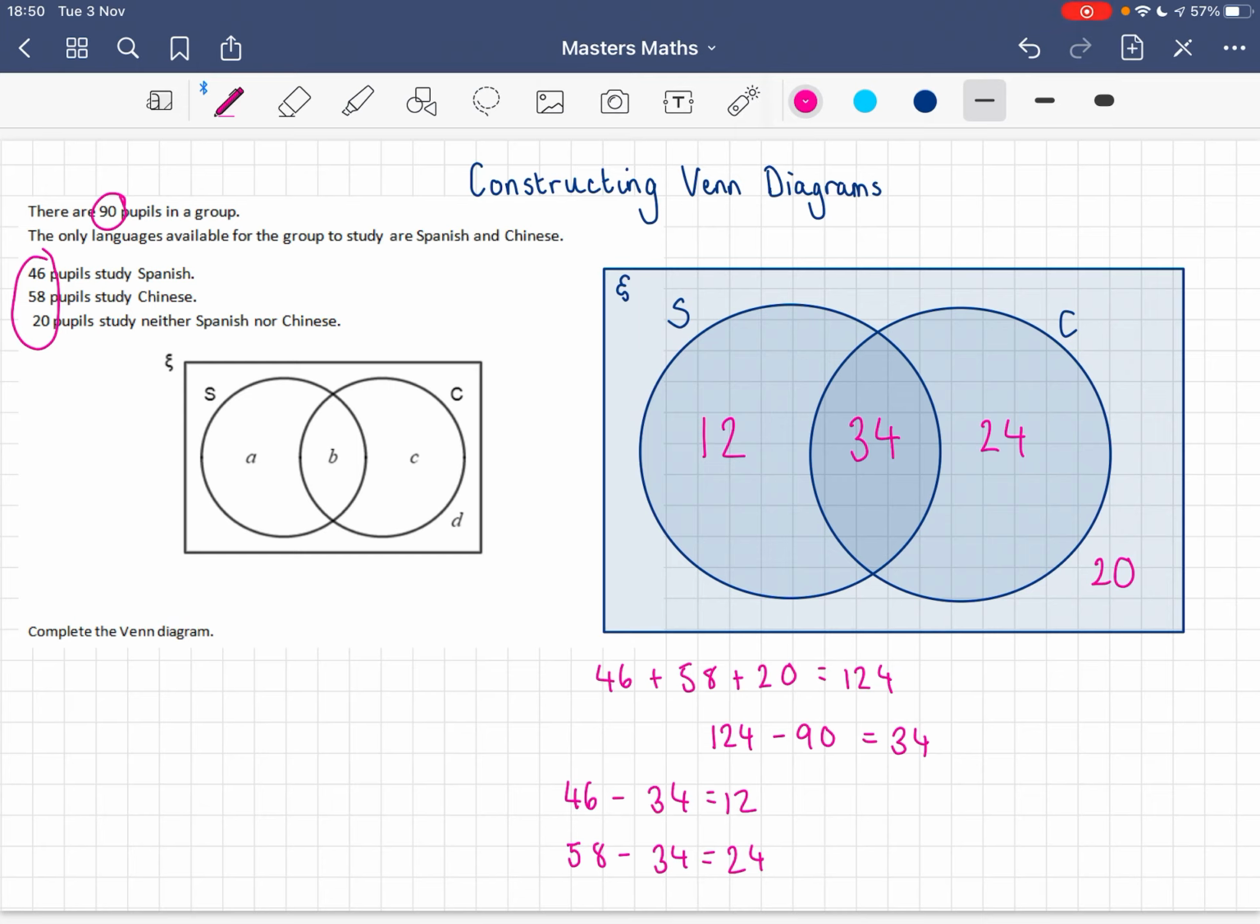Double check again to make sure that all of these four numbers, don't forget the universal set, have to add up to make 90. So if I do 12, add 34, add 24, add 20, that adds up together to make 90. So I know that I've got it correct. A little bit different from the first one, and this kind of question doesn't seem to be as common as the first one. But you would start with the outside and work your way back in.